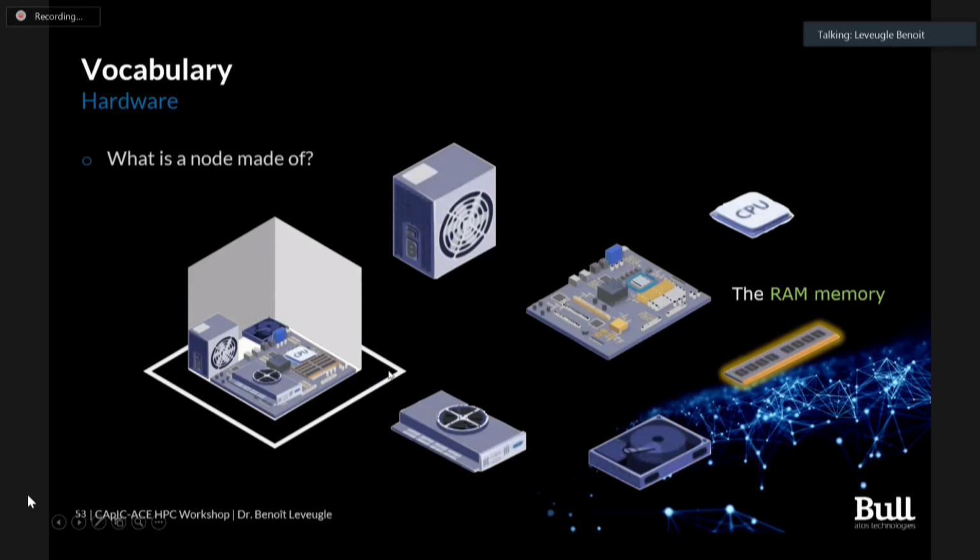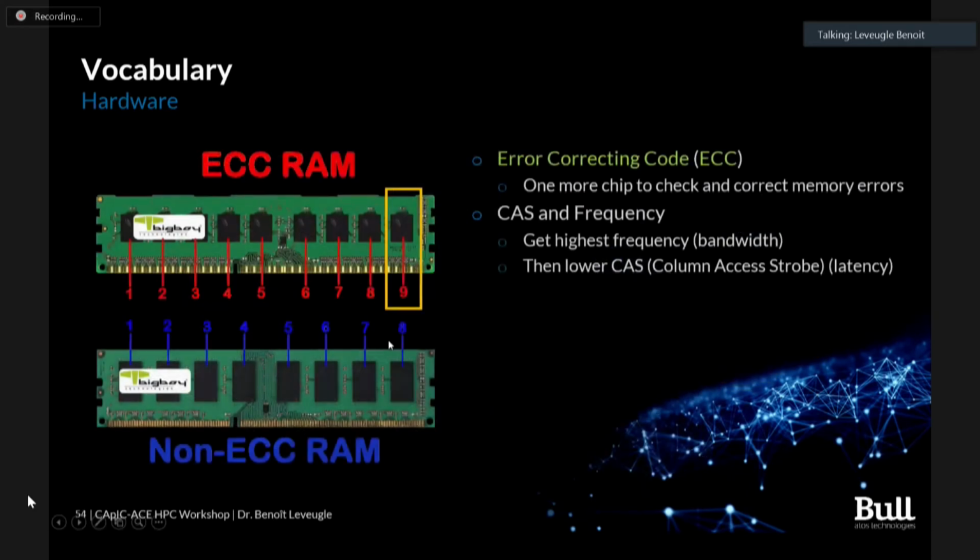Let's see the RAM memory now. There are two kinds of memory on the market. On your computer right now, on the laptop you have on your table, I see you have non-ECC RAM memory. That means it's very standard memory without error recovery. On all HPC servers, you have ECC RAM. So don't try, for example, to put the RAM of the server into a workstation. It's not going to work. The ECC RAM is different.